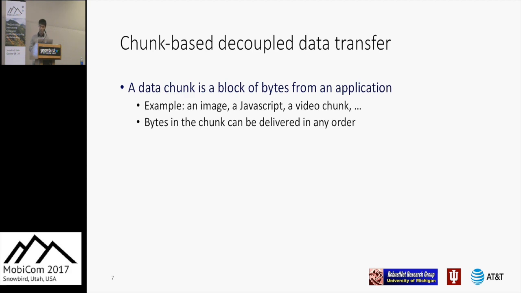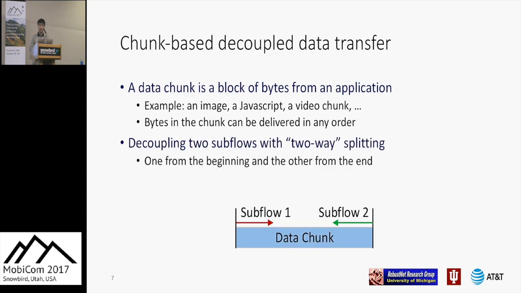For the common scenarios involving two paths, such as Wi-Fi and LTE on mobile devices, DEMS decouples the two subflows with two-way splitting. This means that the two paths transfer the data in opposite directions, one from the beginning and the other from the end. When they meet each other in the middle, the chunk is fully downloaded. In this way, the sender can send as fast as possible at the beginning of the transfer without even network prediction. In this case, the transmission at the beginning over the two subflows is fully decoupled.